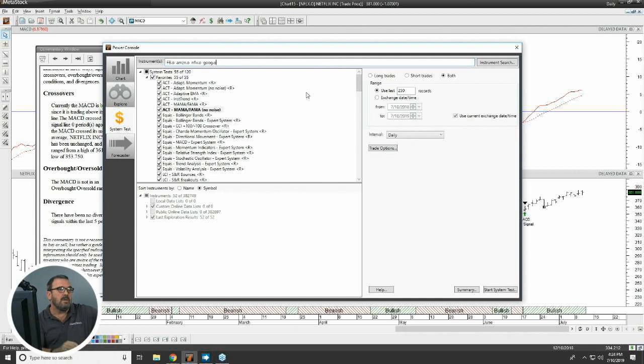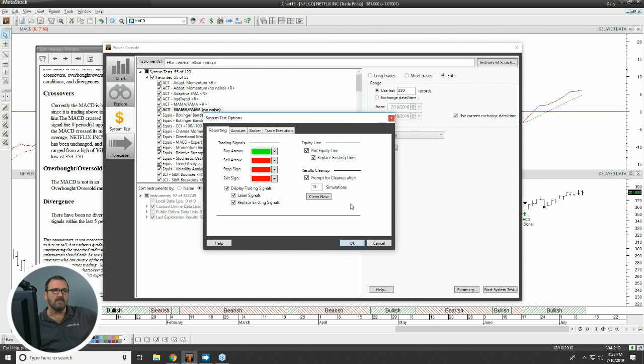Now, I already mentioned that we want this to be about you and finding systems that work for you. So right away, it's important to understand that there are things you can do even at this level to make this a more personalized experience, to work the way you would want it to work for your trading style.